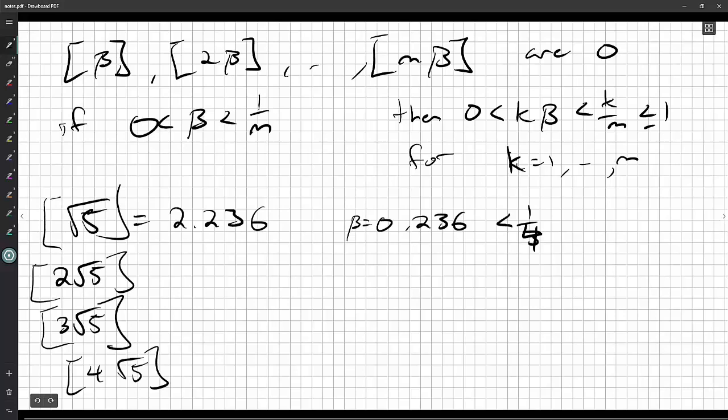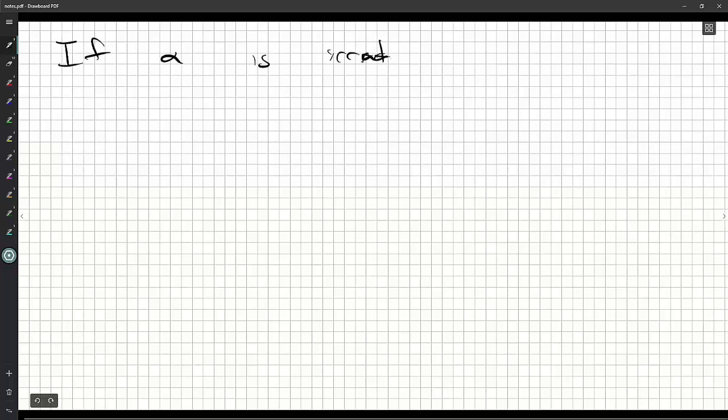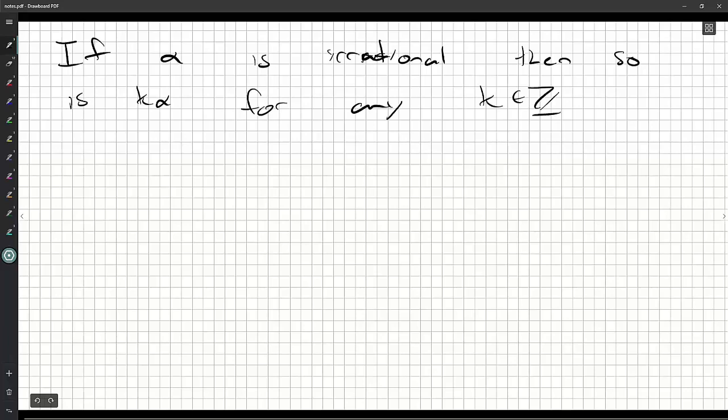But for something like the golden ratio, which is 1 plus root 5 over 2, looks like 1.618, you're going to have none of these. No arithmetic sequences. So that's our new challenge. I know how to make an arithmetic sequence if the beta is small enough. Now, what else can we say? Well, if alpha is irrational, then so is k alpha for any integer k.